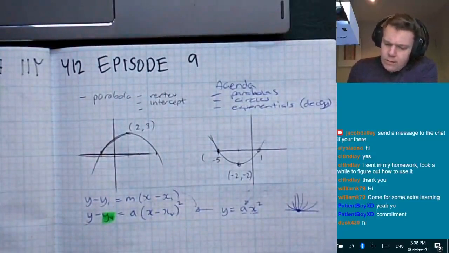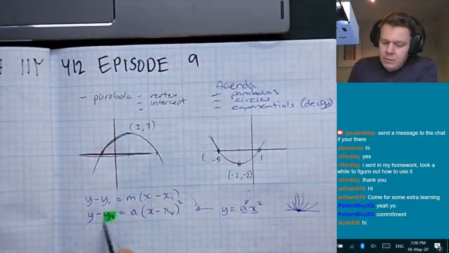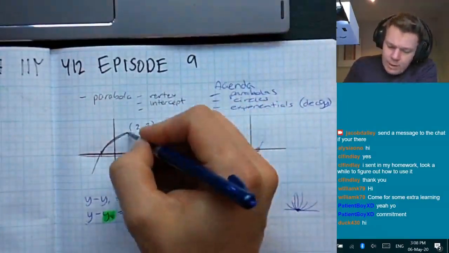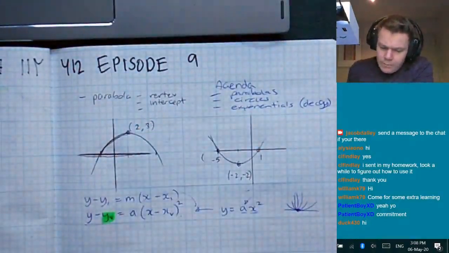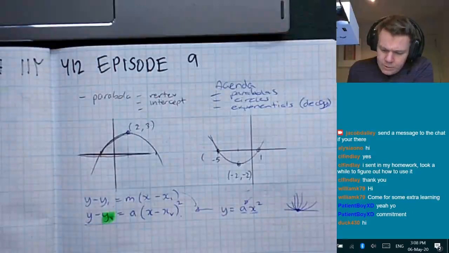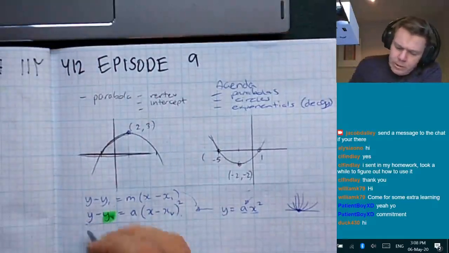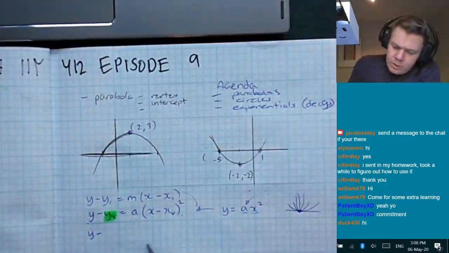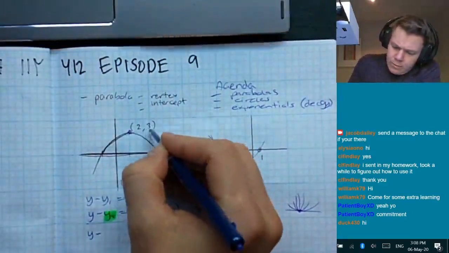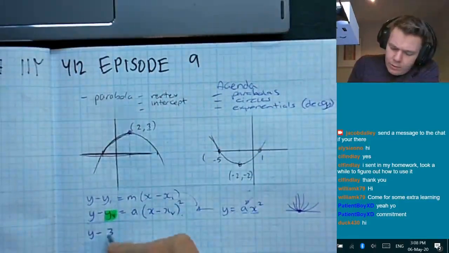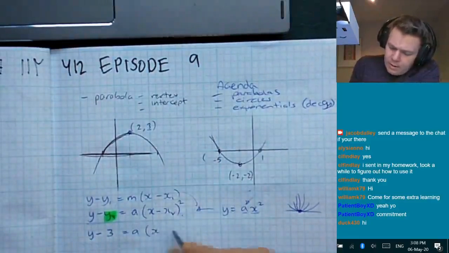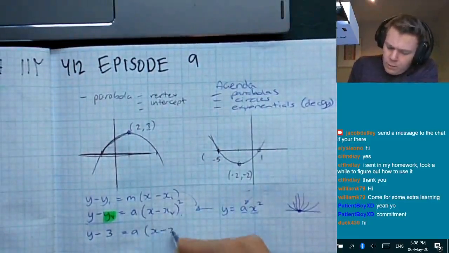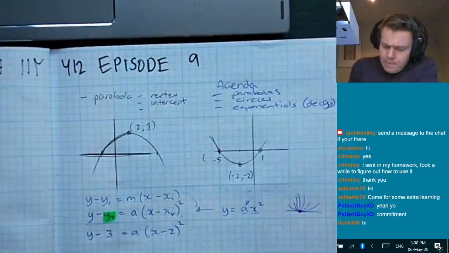So to use this formula for a start, we have the vertex has been moved over there to 2, 3. So we can just plop those numbers in. Our y coordinate is 3, so y minus 3 equals a x minus 2 squared.